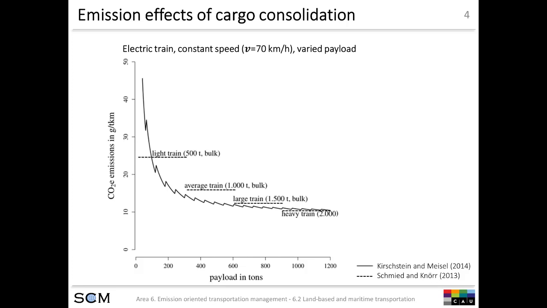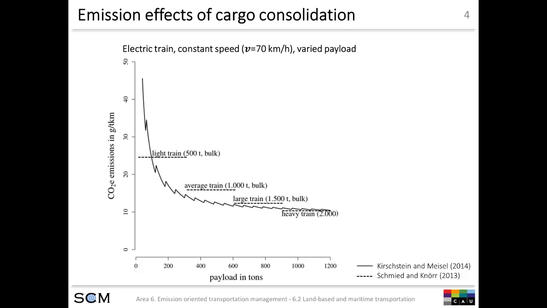The better the train is utilized, the lower the emissions per ton kilometer are, because we have some fixed emissions, for example, due to the dead weight of the train. In this plot, you see data that corresponds to 2 emission estimation models. The emission estimation model of Schmid and Knörr is quite rough. It does not capture the effect of the payload on the emission rate per ton kilometer precisely. The model of Kirstein and Meisel is somewhat more precise here.